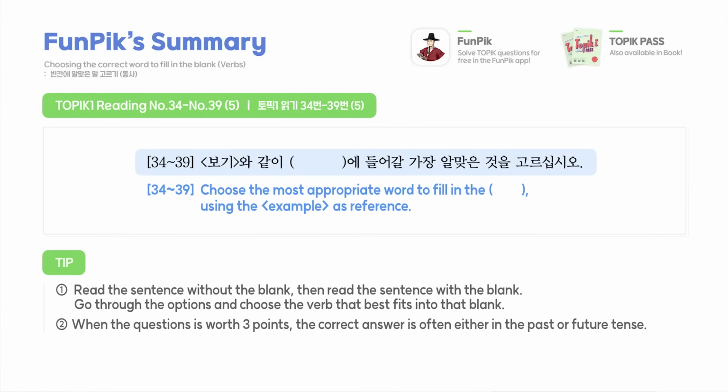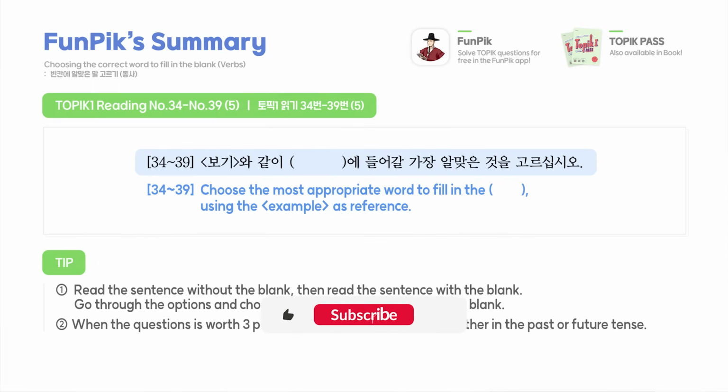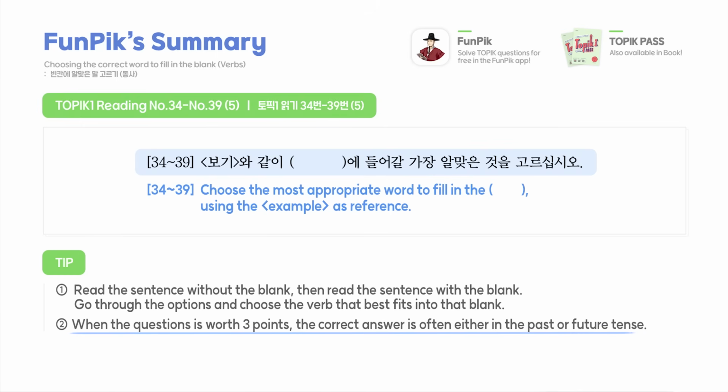Alright, let's wrap it up here. Review time. You can take a screenshot of this. Question type number 6 is about choosing the correct verb to fill in the blank. Some tips. Read the sentence without the blank, then the one with the blank. Go through the options and choose the verb that best fits into that blank. Sound it out, see if it sounds okay. When the question is worth 3 points, the correct answer is often either in the past or future tense.